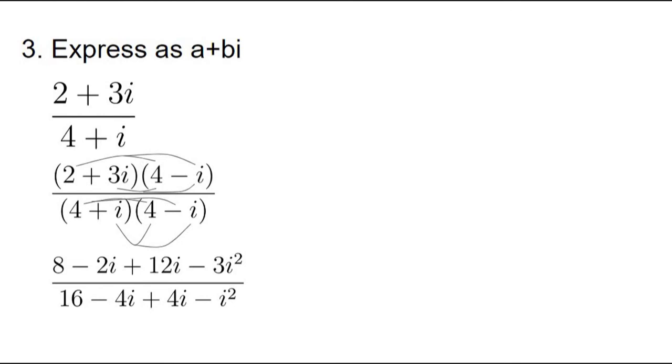4 times 4 is 16. 4 times negative i is negative 4i. i times 4 is 4i. And i times negative i is negative i squared.